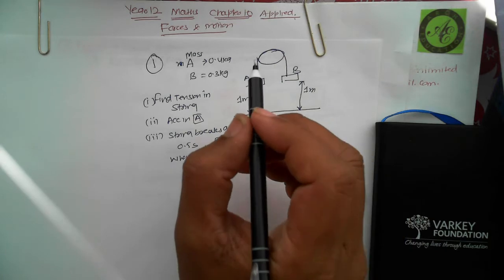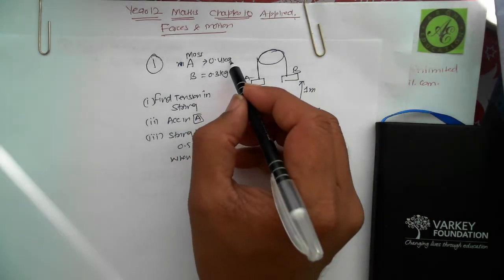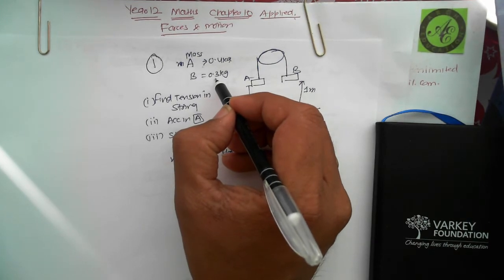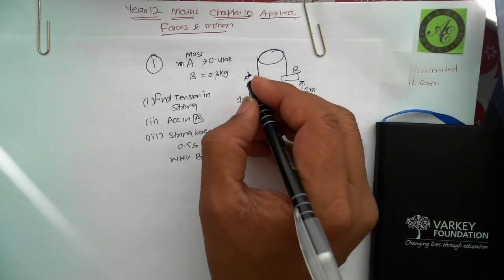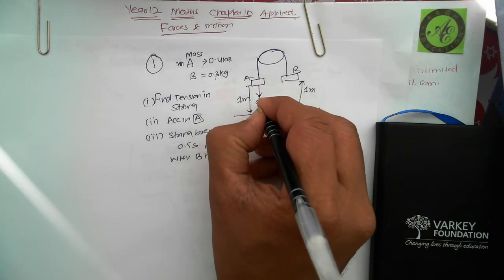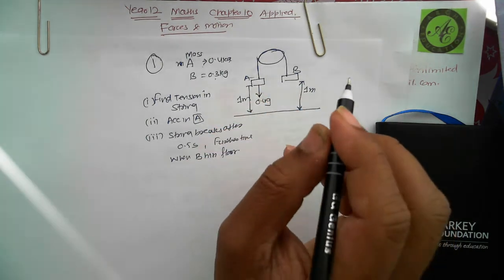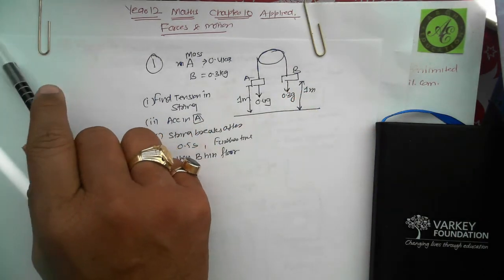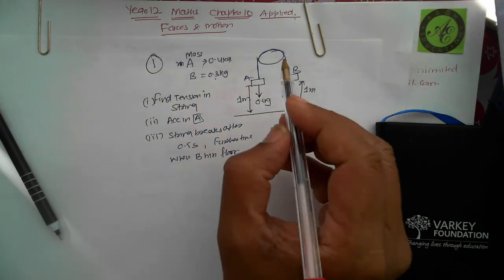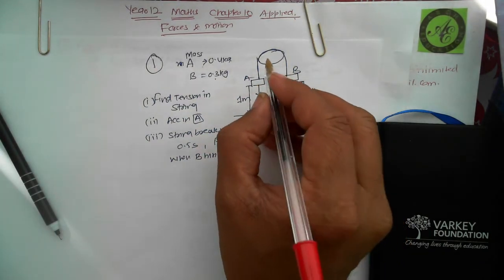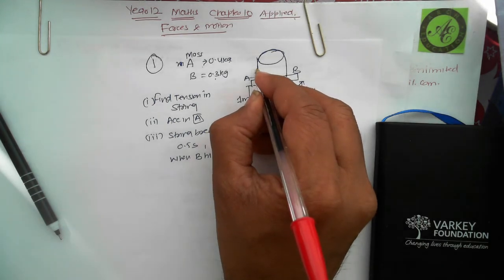What is given to me? The masses of the two objects. The force each mass produces is the weight, acting downwards, you know that. So from here, acting downwards, it is 0.4 g, and from B it is 0.3 g. Right, then why are these two objects not dropping down? Because of the tension in the string.